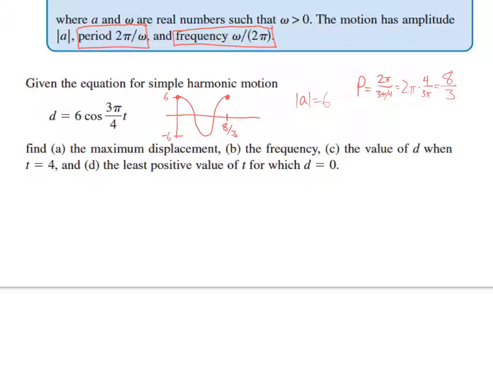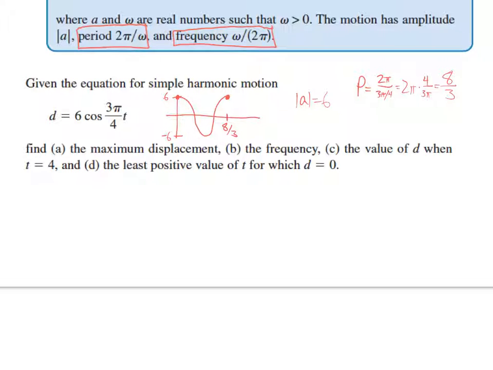Why does 4 over 3 pi equal 8 over 3? It doesn't. 2 pi times 4 over 3 pi equals 8 over 3. Okay? So let's think about this. What's our maximum displacement? 6.